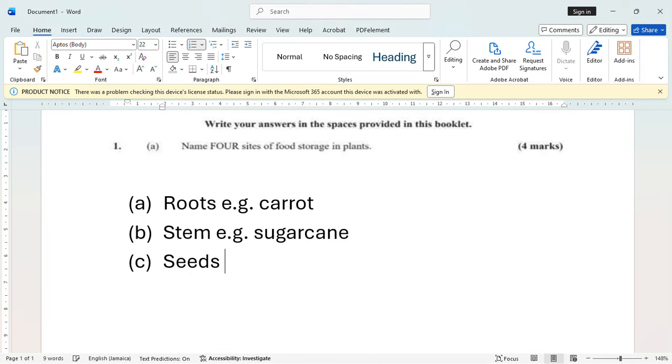So the seeds, definitely. Example, corn. We have others, we have bean, we have other plants that we use for oils, like castor oil and all of those. The food is stored within the seed. Yeah. So anywhere else?